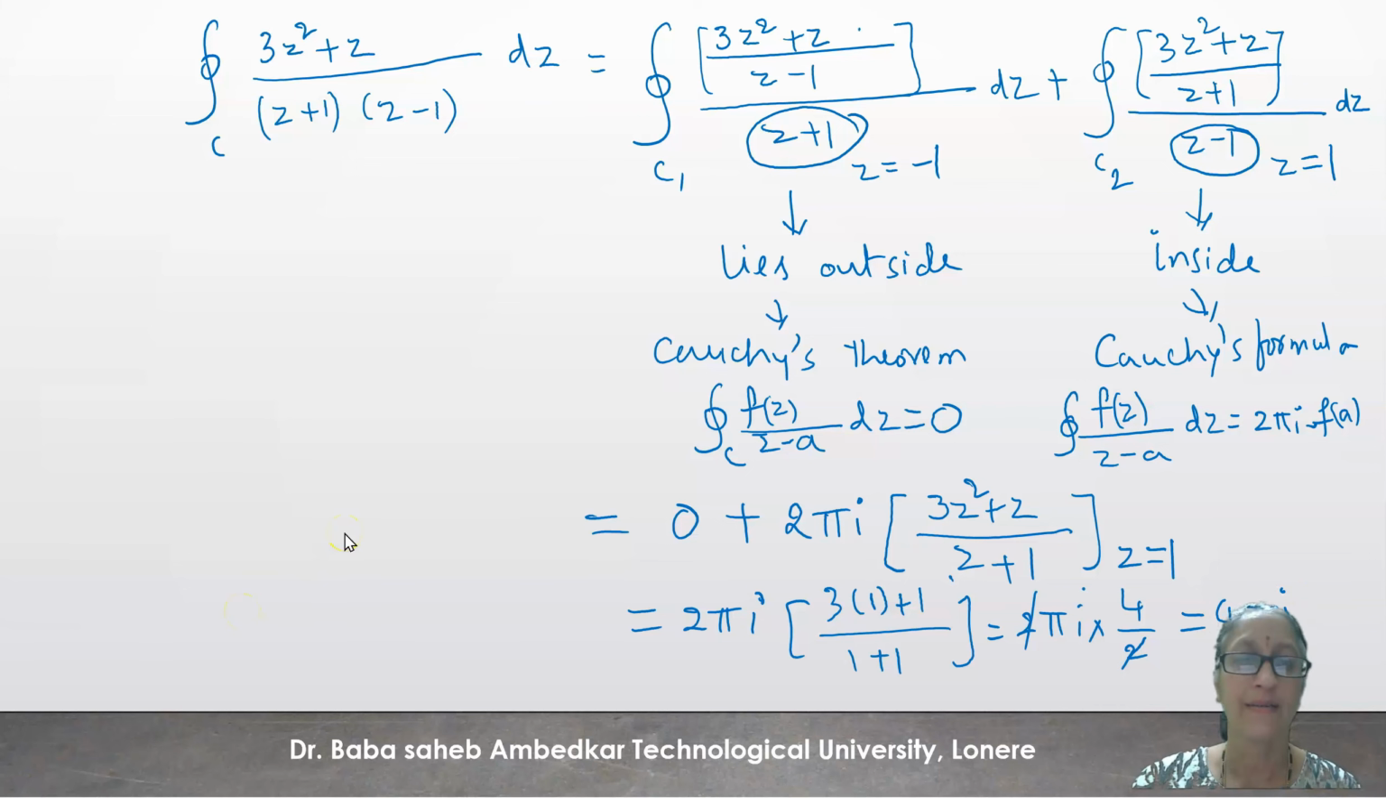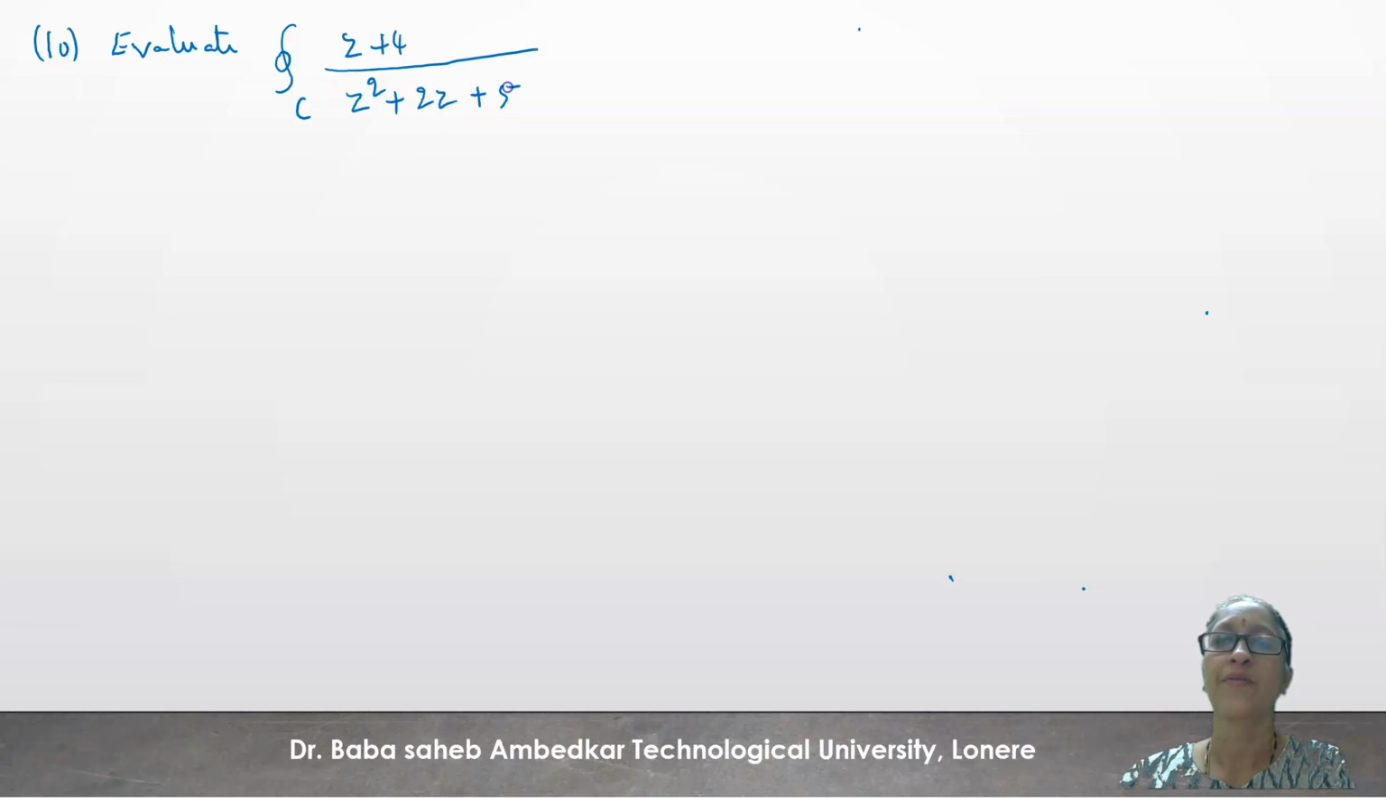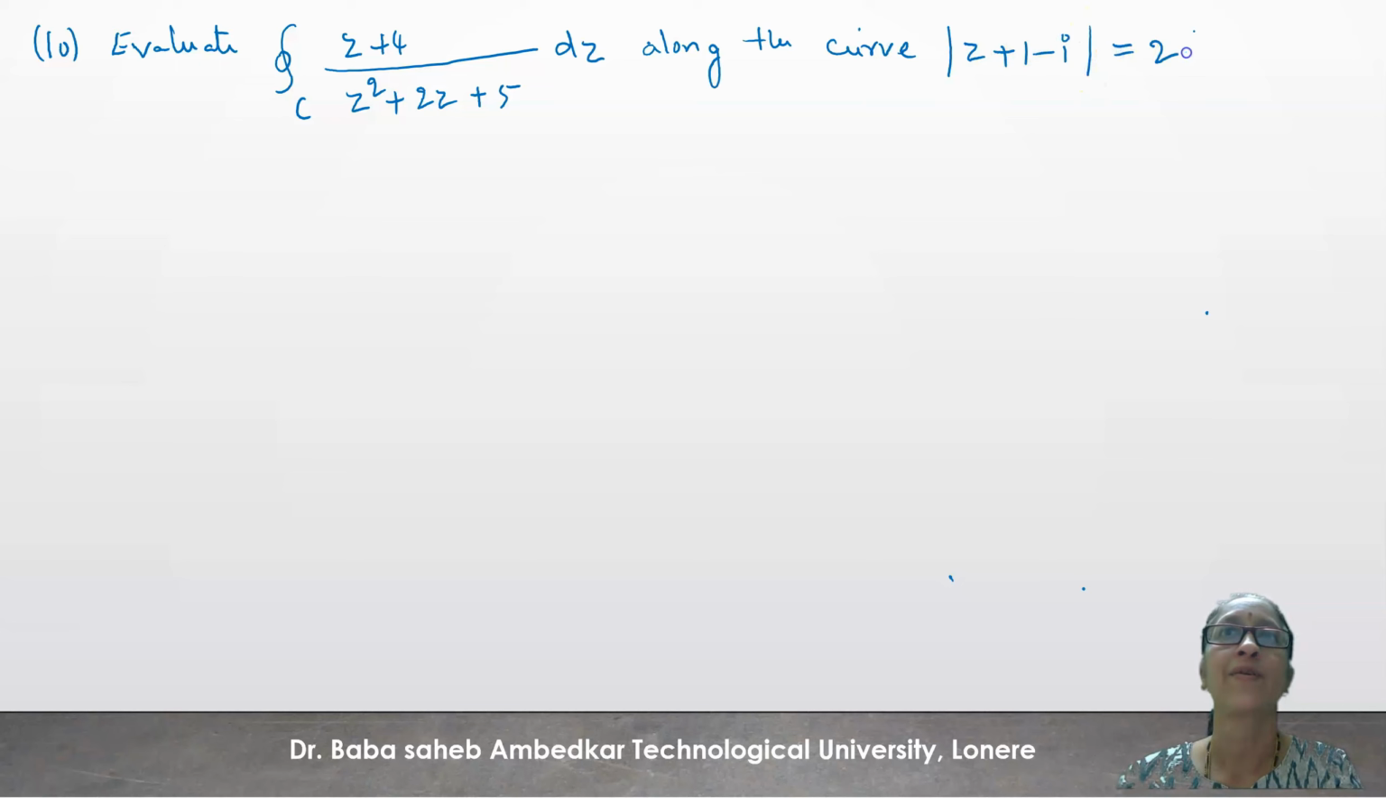Next question is the 10th question. Evaluate the contour integral over C of (z plus 4) by (z square plus 2z plus 5) dz, along the curve modulus of z plus 1 minus i equal to 2.